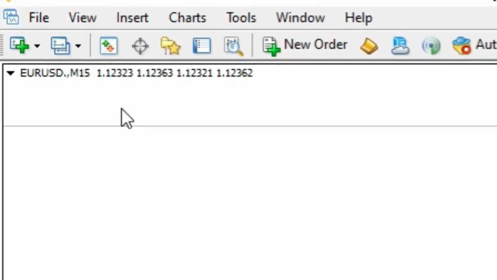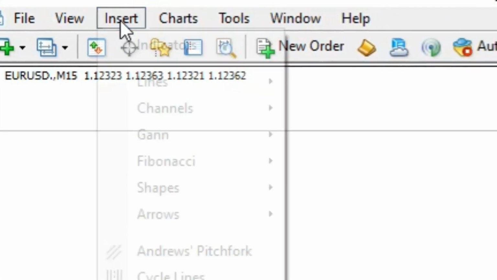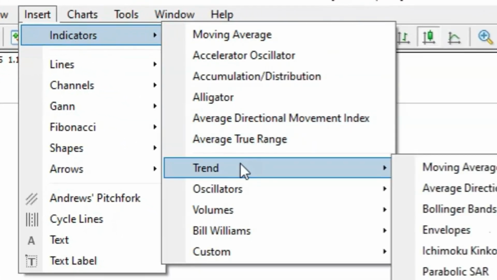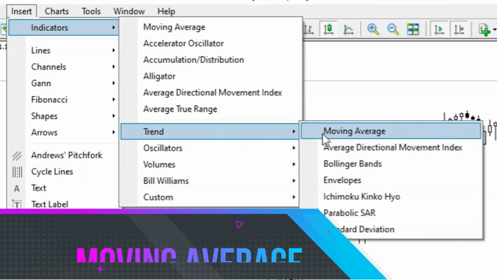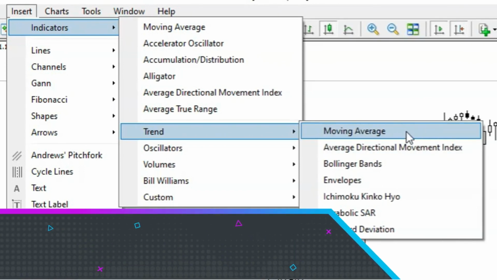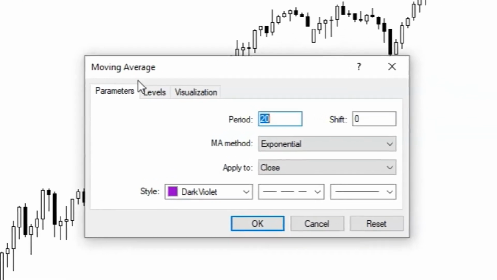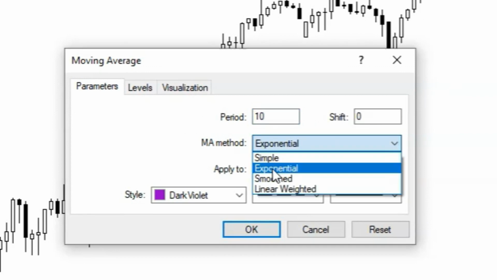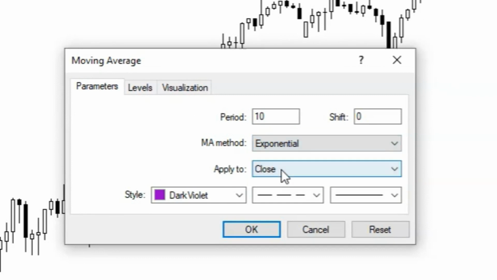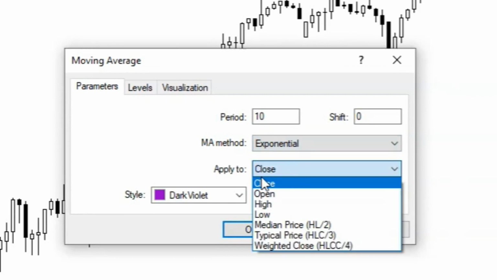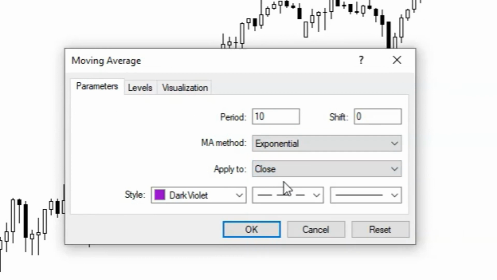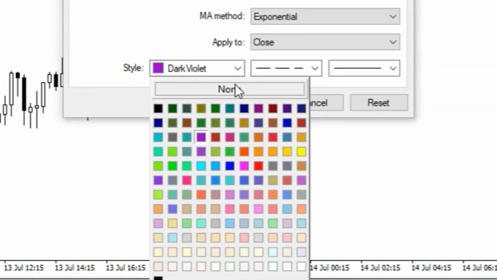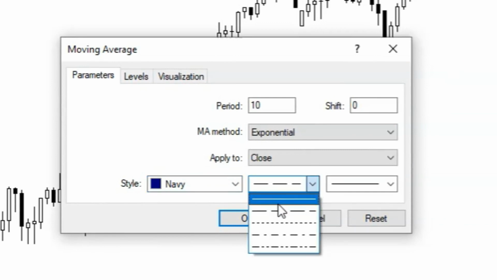To add the first indicator to the chart, head over to the Insert menu and from the Indicators and then Trends section, select the Moving Average indicator. Alright, now in the Parameters section, change the period to 10 and set Shift to 0. Then change MA method to exponential and set Apply to close. Now you can change the color and line style of the indicator however you like.